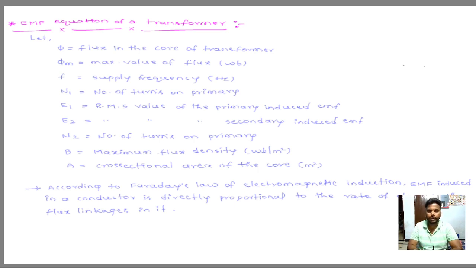Therefore, to derive the EMF equation of a transformer, I am considering flux as a reference, because the same flux is linking with both primary and secondary winding. Therefore, to derive the EMF equation, I am considering flux as a reference. We know that the flux produced in the transformer core is alternating.